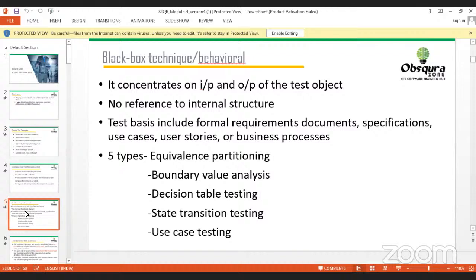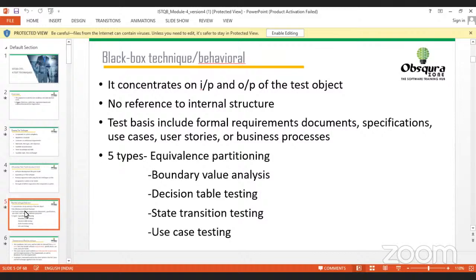We won't be referring to the internal structure or the coding portion. Now the test bases include the formal requirement documents, specification, use cases, user stories, or business processes. So we make use of the formal documents, like yesterday we had mentioned, business documents, specifications, user stories, or business processes. These we will be making use of.